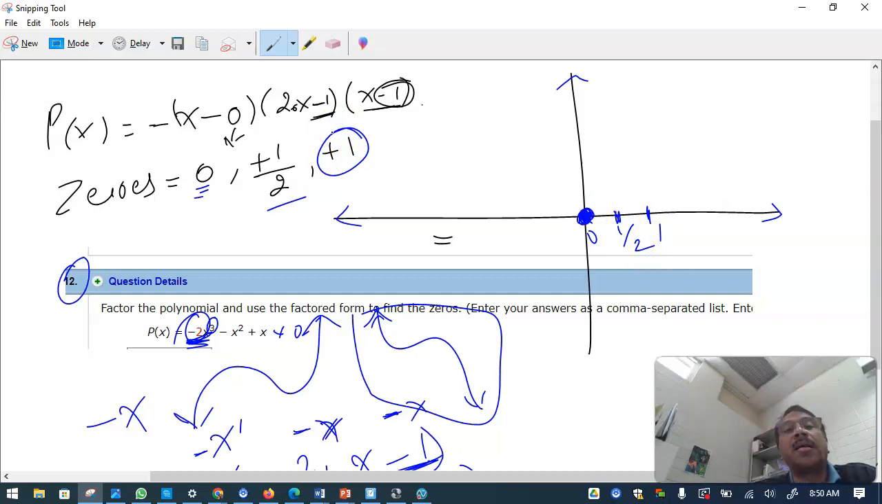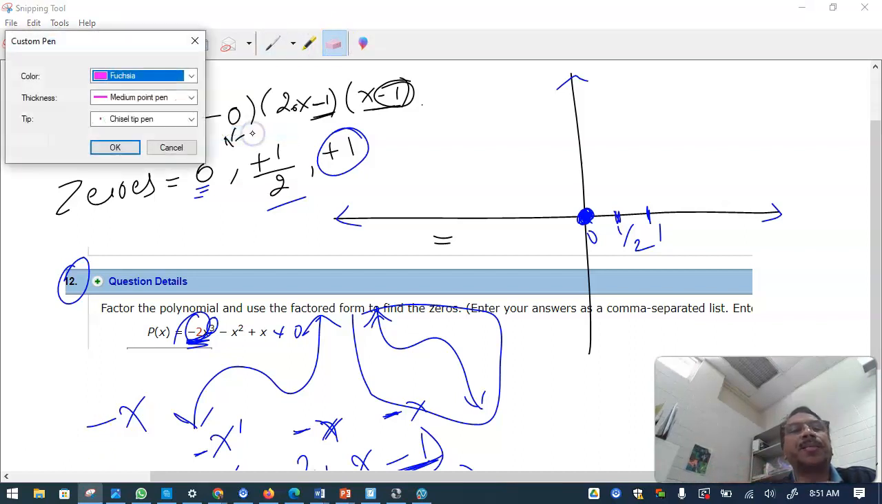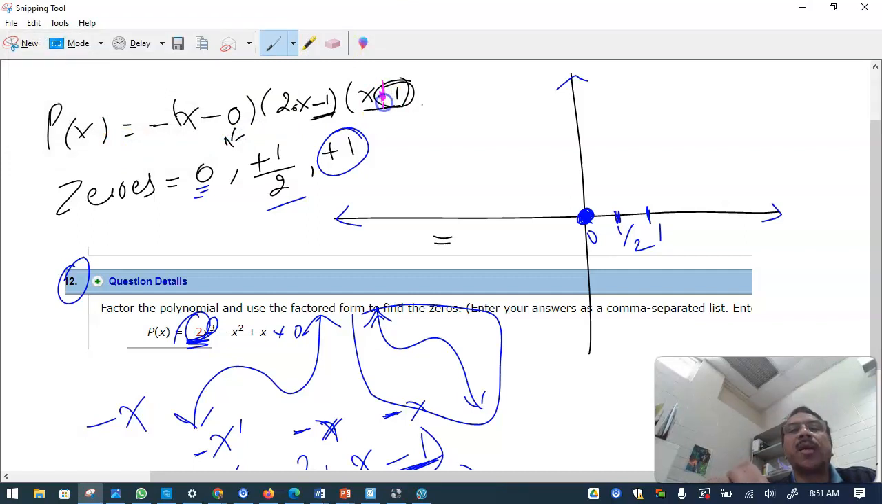There's one slight mistake I did. I think I messed up somewhere there. It should be 2x. Let me check what mistake I did. x minus 1. Go back and replay. I think I messed up. This should be plus 1 here. So the opposite of plus 1 is minus 1. So this is minus 1.